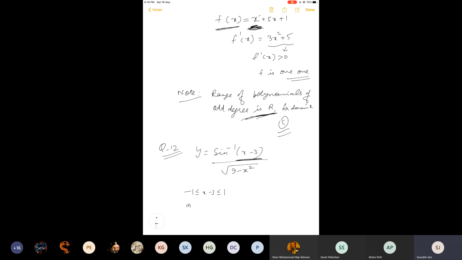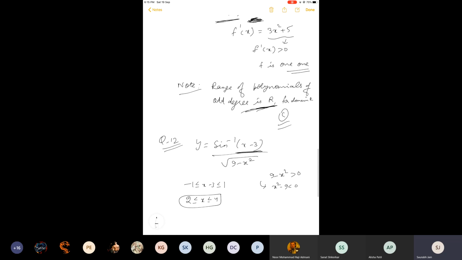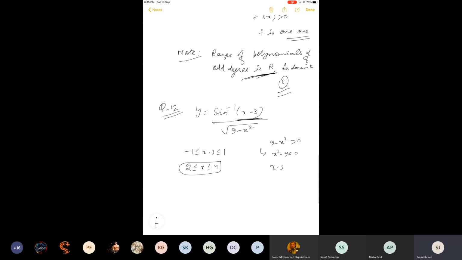This is acting as x, but we will actually find x now. So for that, we'll add 3 to each. x is from 2 to 4. Now this thing is present in square root, that also in denominator. So it is greater than 0. This means x square minus 9 is greater than 0.